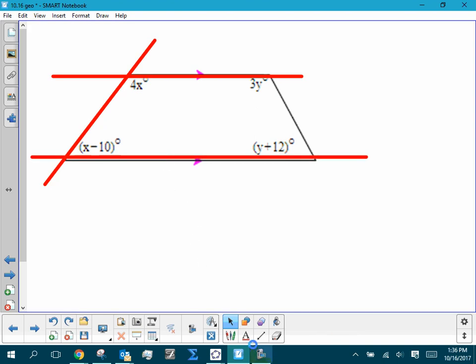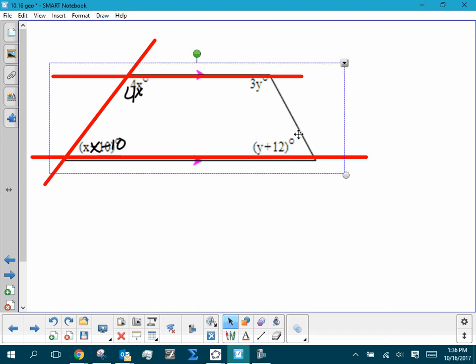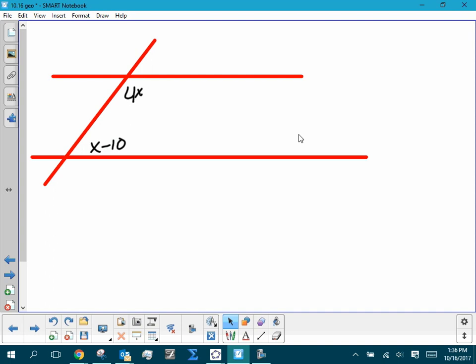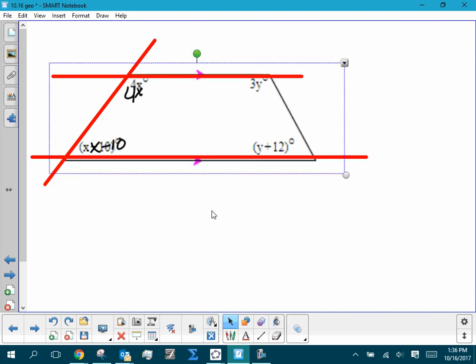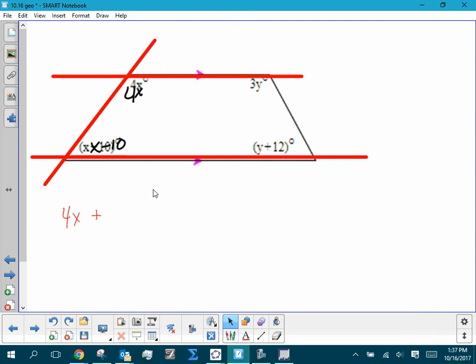All right, so if I look at those, we've got 4x up here, and then x minus 10 down here, right? Now, just because I think it makes things a little bit easier, if I get rid of the picture in the background, does that make it easier to see that those two angles are same side interior? So they equal 180. Right, so we're going to add those together and set them equal to 180. So one equation ends up being 4x plus x minus 10 is equal to 180.